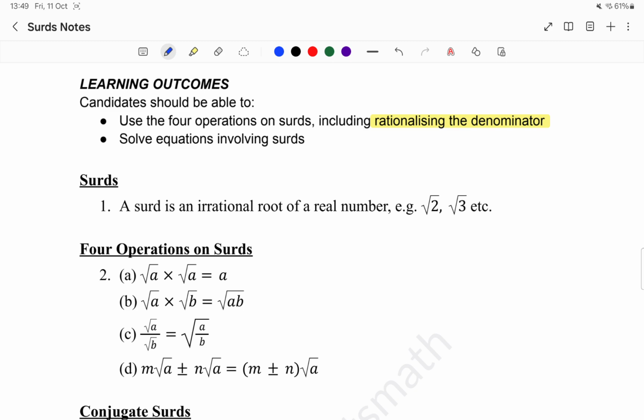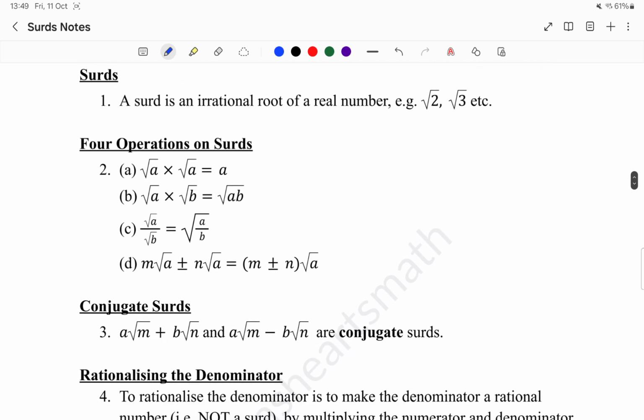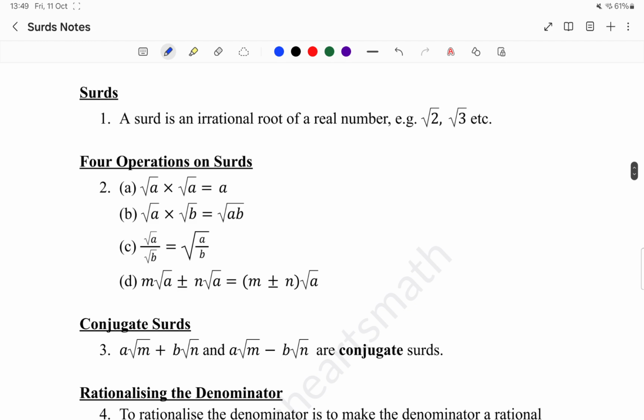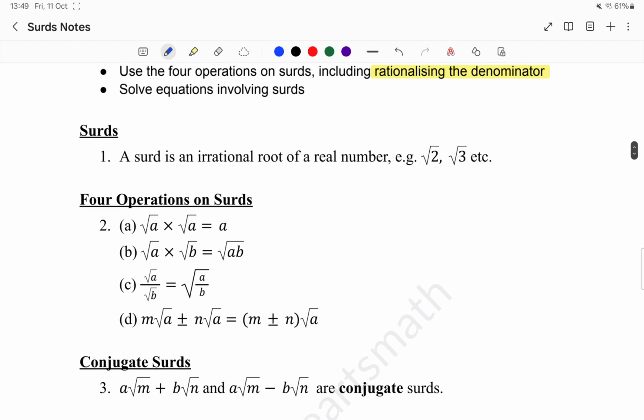This one is relatively simple, but I will illustrate this with an example later so that we'll all be on the same page. So the first thing you might ask in this lesson is what is a surd? A surd is just an irrational root of a real number. If you recall from what you learned in Sec 1 Math, irrational means that it cannot be expressed as a fraction or decimal.